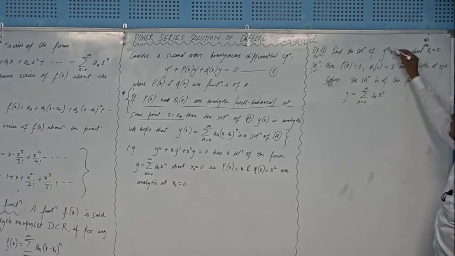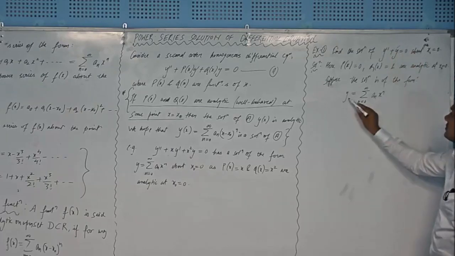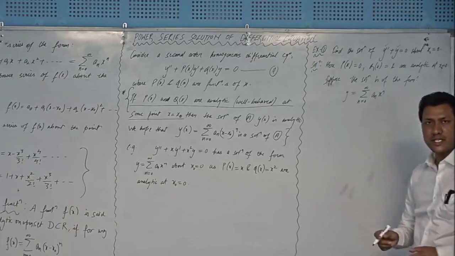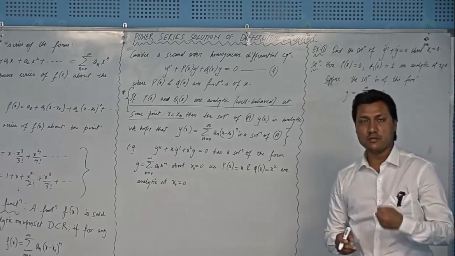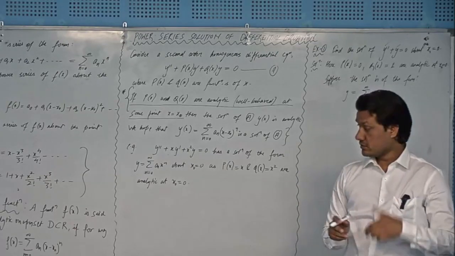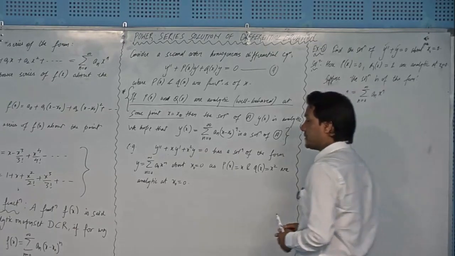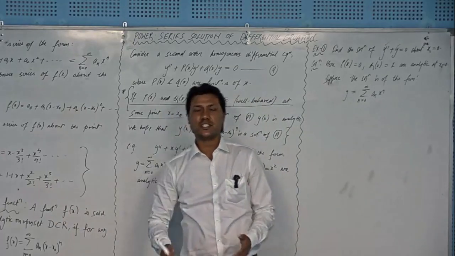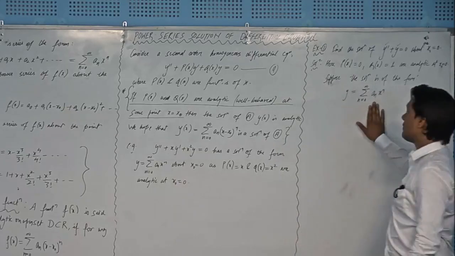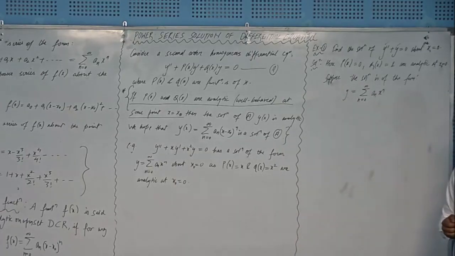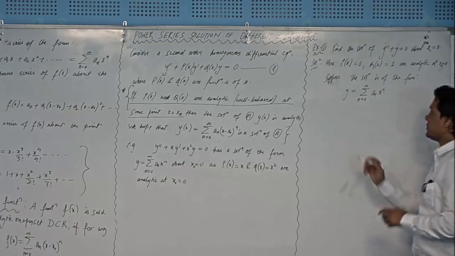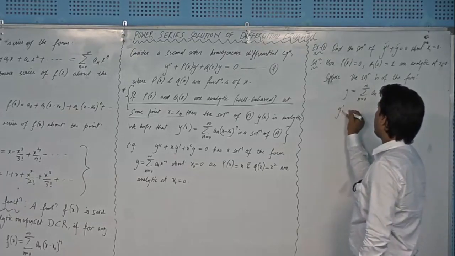I need, see here, I need y double dash. y is already here, I need y double dash, so I will differentiate it twice. And you know that a power series can be differentiated term by term infinitely many times, right? There is another property of analytic functions. An analytic function can be differentiated infinite number of times. That's why we can always differentiate this power series infinite number of times, right? So I will differentiate this twice, and that will give me y dash.